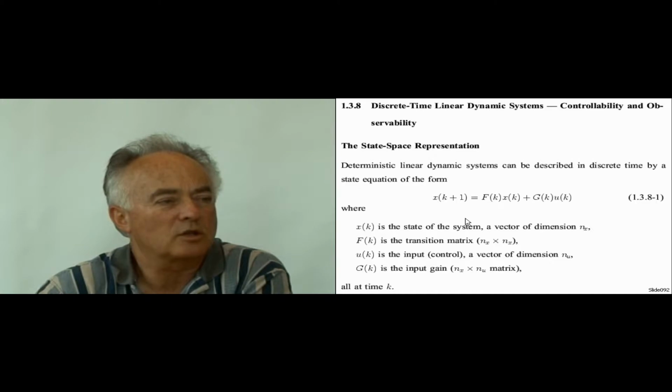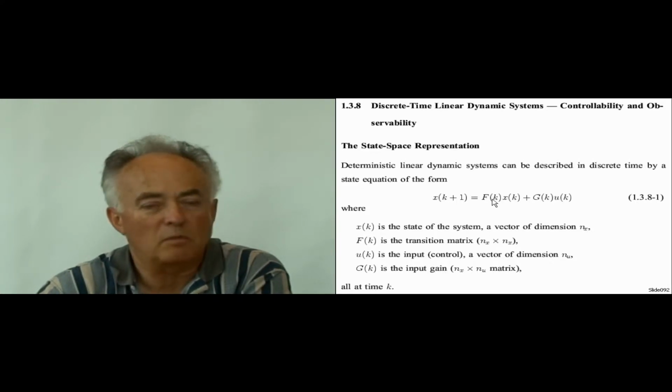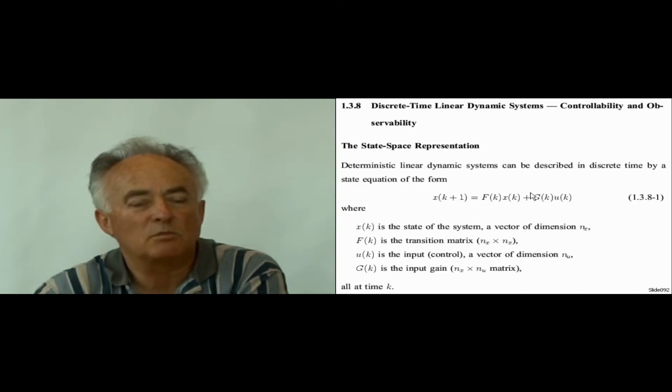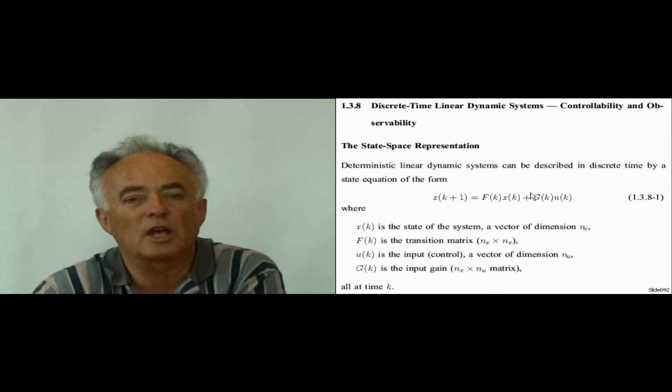Again, x_k is the system state, dimension nx. F is called now the transition matrix, an nx by nx matrix. u is an input or control of dimension nu, and G is the input gain, an nx by nu matrix. And it is time varying because F might depend on k, G might depend on k. Practically speaking, systems which are time invariant but are sampled at unequal intervals do become, in discrete time, automatically time varying systems.